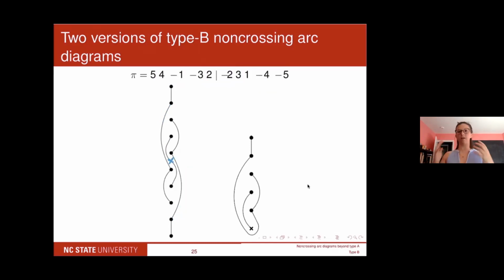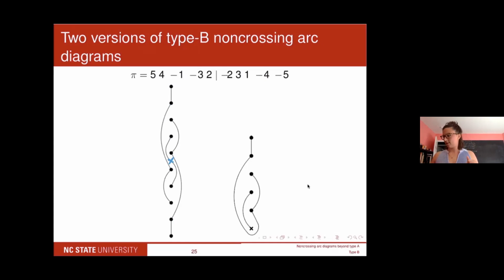And this is also a valid non-crossing arc diagram for type B. And yeah, it's simpler, easier to do. You don't have to worry about drawing a symmetric example every time you go to think about something. The delta is a little bit less straightforward, but still good.